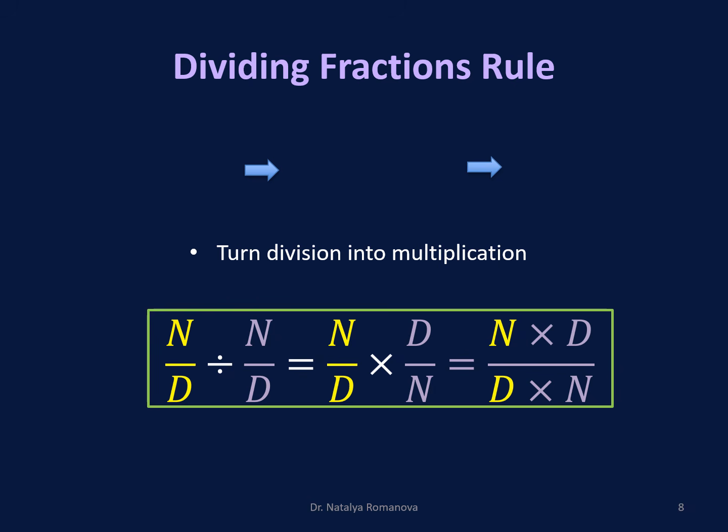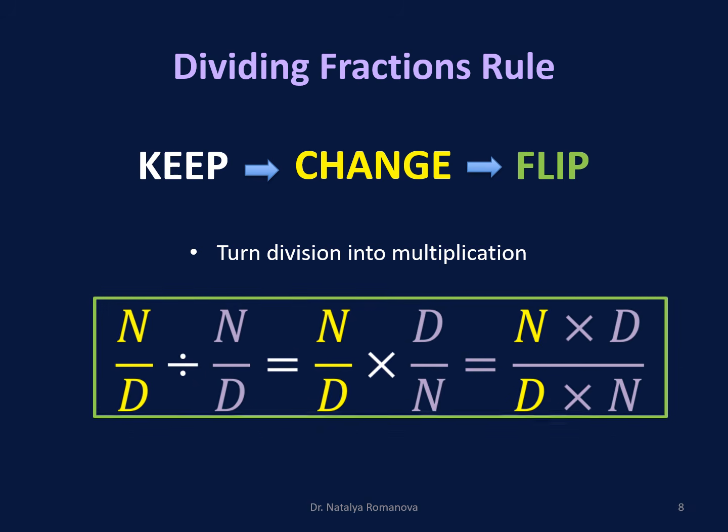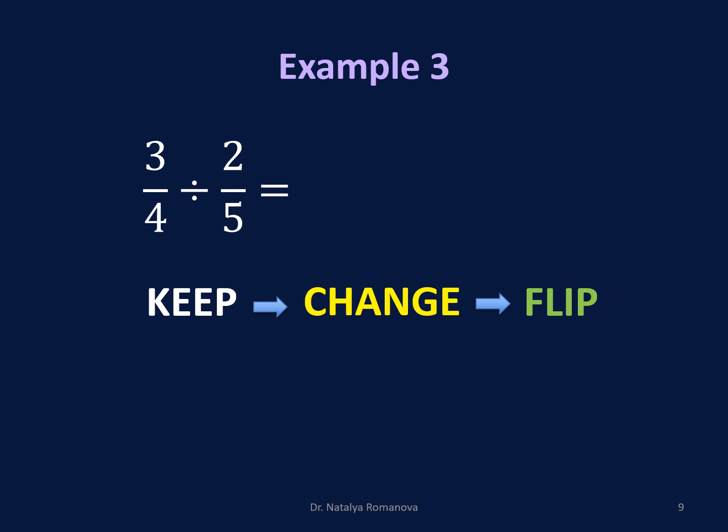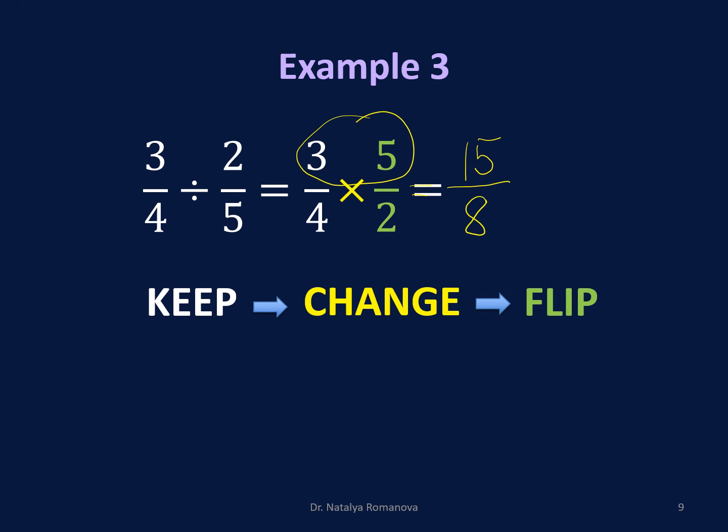To divide fractions, keep the first fraction, change division to multiplication, and flip the second fraction. For example, 3 over 4 divided by 2 over 5. We keep the first fraction, we change division to multiplication, we flip the second fraction, and we have finally 3 times 5, 15 over 8.